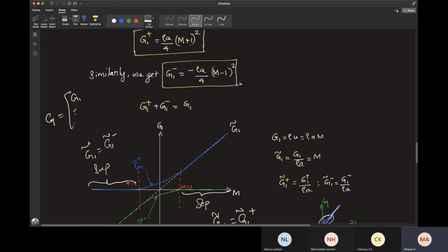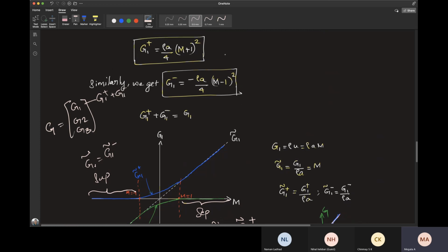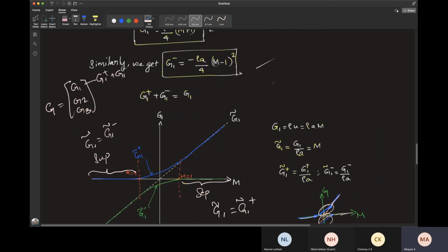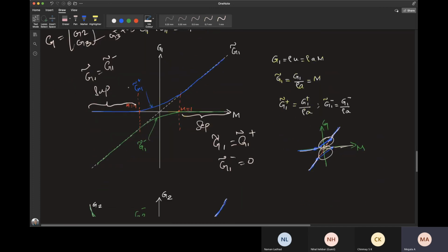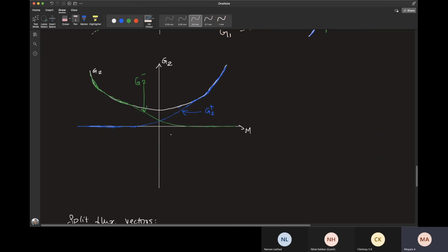Flux vector has three components, G1, G2 and G3, and we have done splitting only for the first component. And we have obtained the expressions by using the conditions. Similarly, by using the conditions for G2 and G3, we can obtain G2 plus and G2 minus. Similarly, G3 plus and G3 minus. So that way we get this picture for G2. For G2, this white curve over here is G2, and this blue one is G2 plus and the green one is G2 minus.